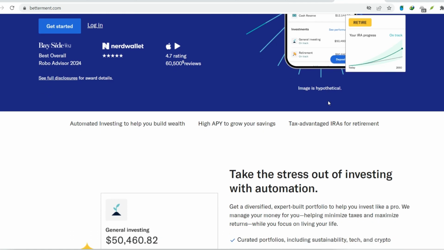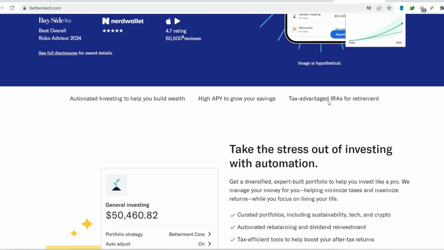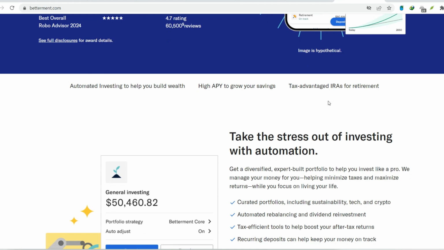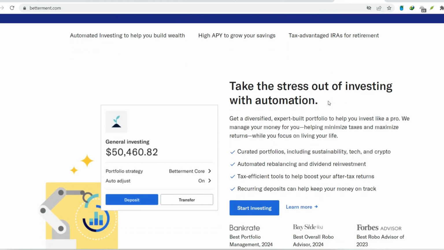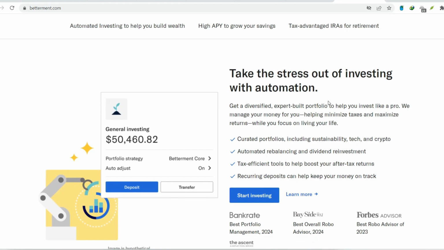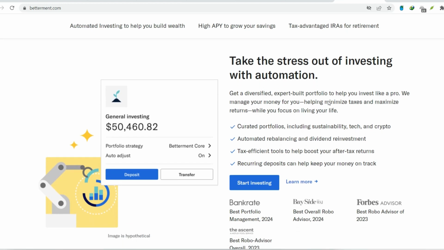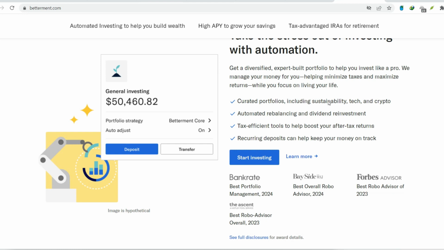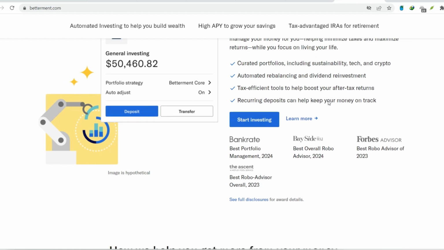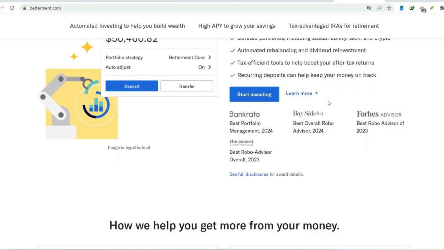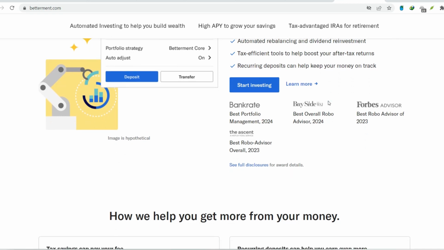Roth IRAs flip that script. You contribute money that's already been taxed, but the beauty lies in the tax-free withdrawals in retirement. That means any growth on your investments, interest, dividends, the whole shebang, is yours to keep, tax-free. Imagine your retirement savings snowballing without the taxman taking a bite every year. Pretty sweet, right? So, is Betterment a one-stop shop for cracking this Roth IRA code?